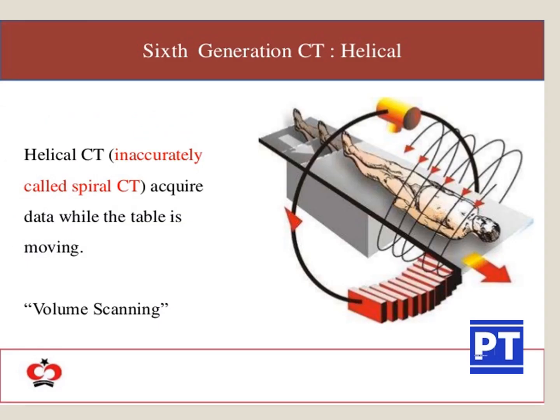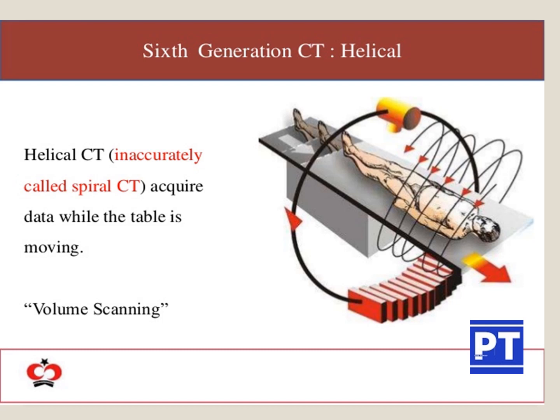Sixth generation CT, or the helical CT. This is the advanced one, helical CT, inaccurately called spiral CT. It is also known as spiral CT. It acquires data when the table is moving. Here we are getting volumetric data of images.